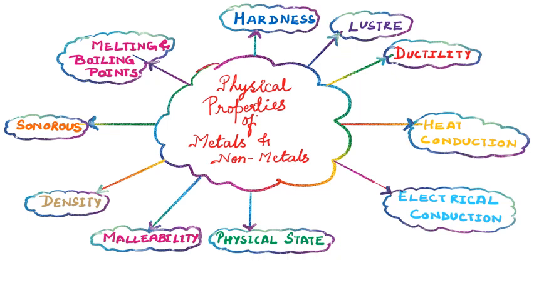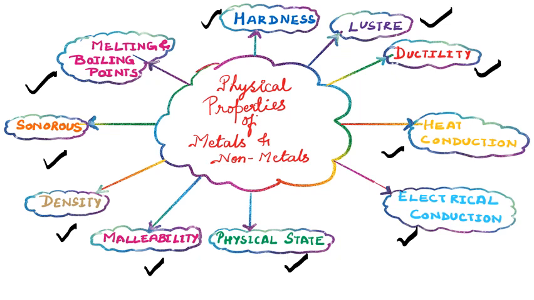There are a number of physical properties of metals and non-metals, and each of them behaves in a different manner regarding each of the properties. These properties are hardness, luster, ductility, heat conduction, electrical conduction, physical state, malleability, density, sonorous, melting and boiling points. We will study each physical property and how metals and non-metals behave differently regarding each property.